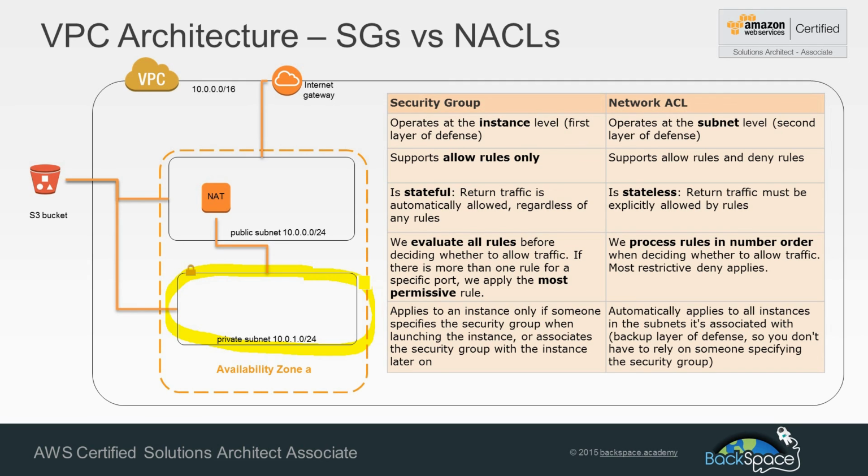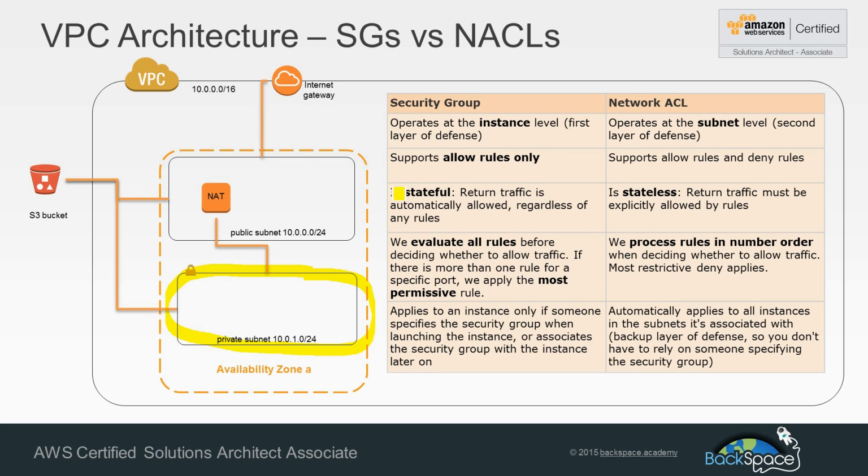A security group supports allow rules only. A network ACL supports both allow and deny rules. Now also, a security group is stateful, okay? It responds to traffic, so return traffic is automatically allowed regardless of any outbound rules. So it is stateful. It will automatically allow response and return traffic to go out.